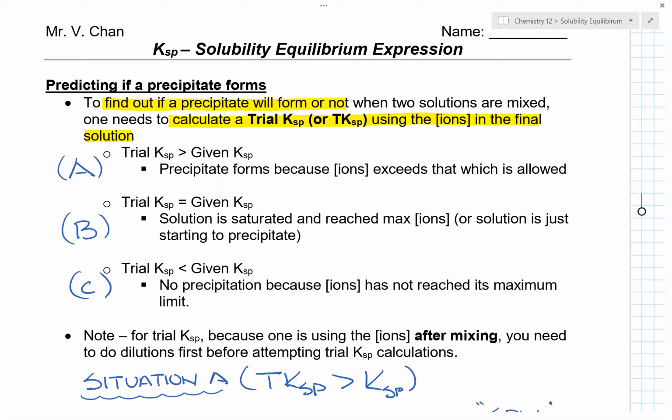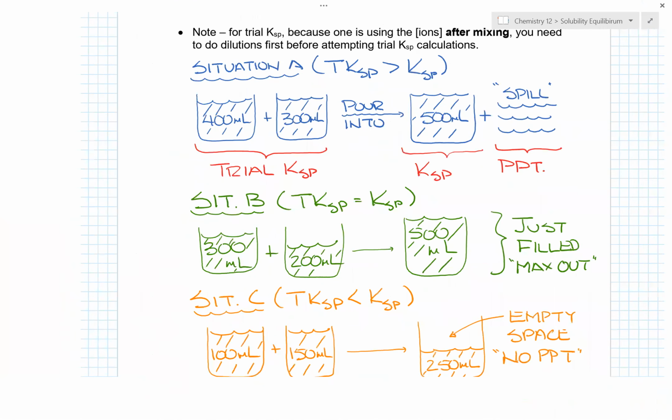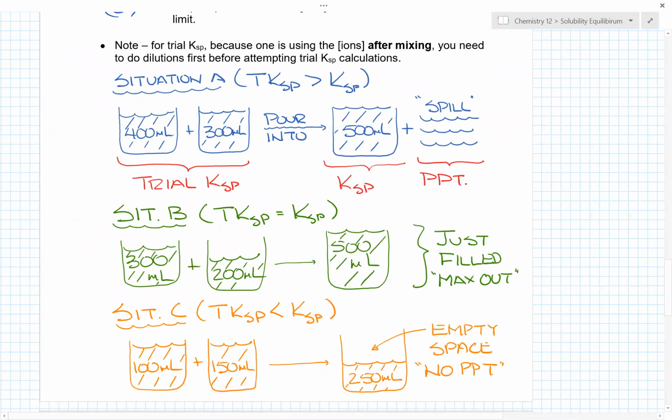I want you to copy down the 3 scenarios. I'm going to pause it here, or you can pause the video here just to copy this down.